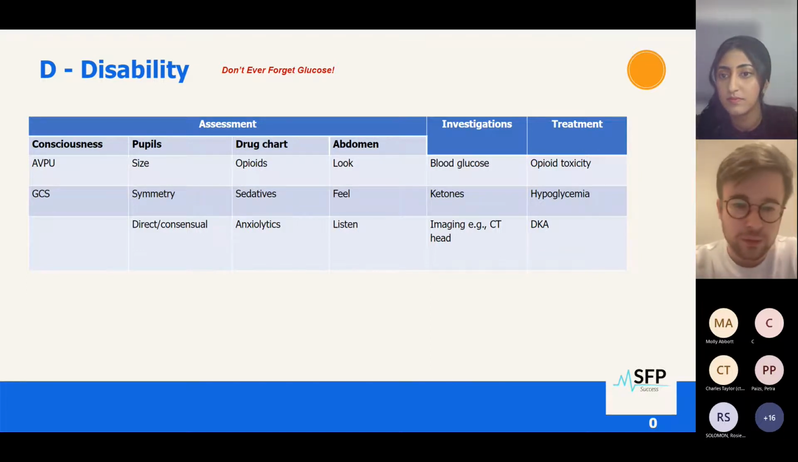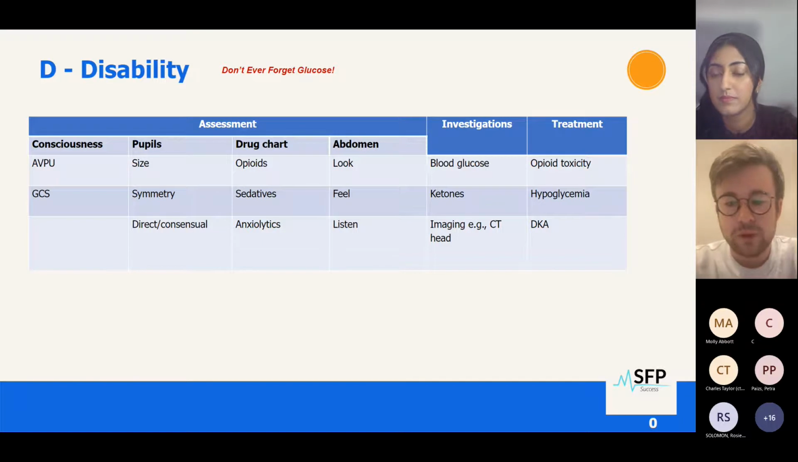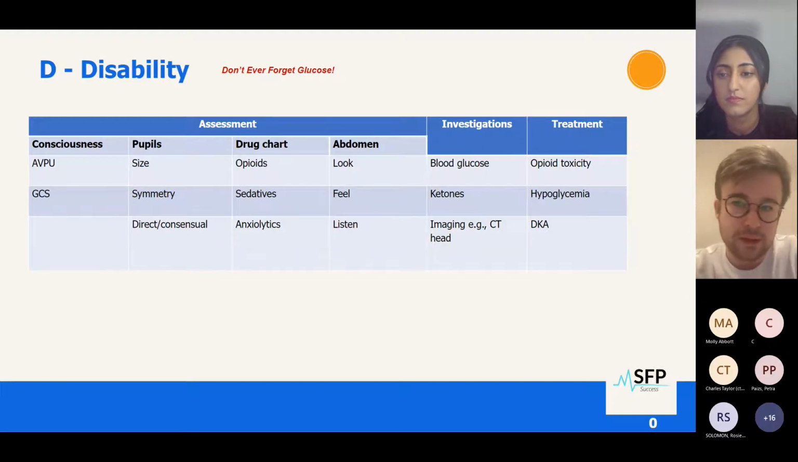The next thing is looking at the pupils. The size of them, whether they're symmetric, and knowing what you might think is happening if they're symmetric or fixed at a certain size.